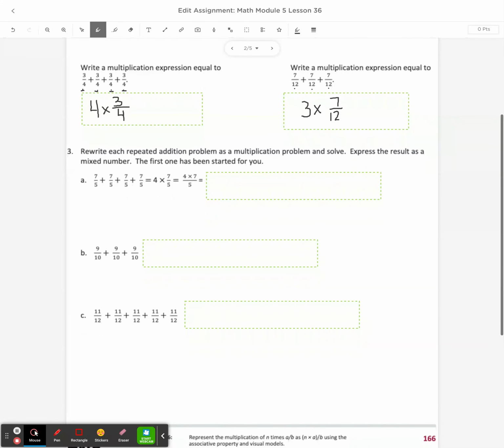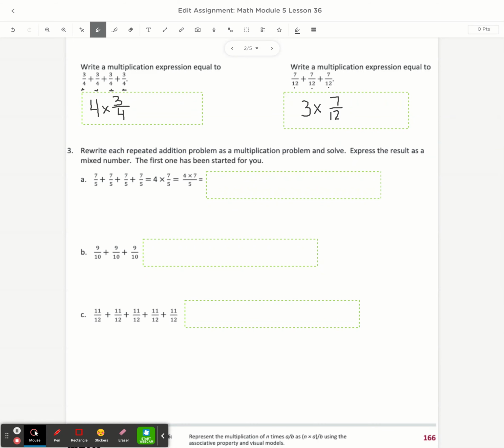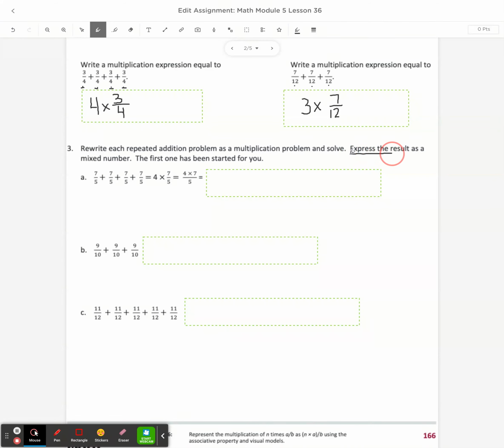Now for number 3, we're going to continue with what we were doing, but this time we're going to solve. So we have to rewrite each repeated addition problem as a multiplication problem and solve. Then we're going to take it a step further and express the results as a mixed number. Yesterday we were just writing whatever answer we got. This time we're going to write it as a mixed number. So the first one has been started for us.